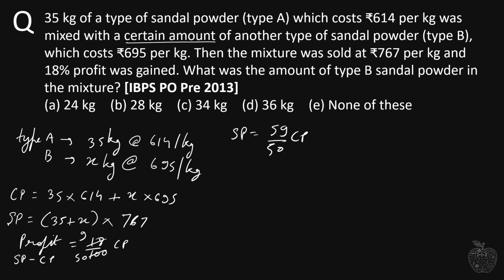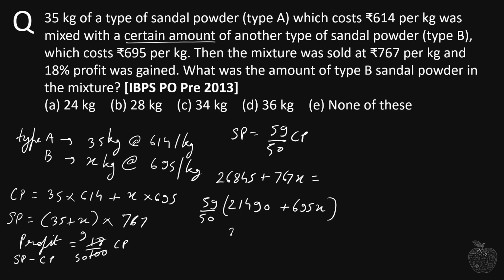Now we will substitute the value of CP and SP in this equation. I have already calculated this value. So SP: 767 into this 35 we get 26845, plus 767 into X, is equal to 59 by 50 in bracket this CP. So CP is 614 into 35, which is 21,490, plus 695X. Now as you can see, this calculation has become very time consuming. And when you solve this entire equation, you will get the value of X.